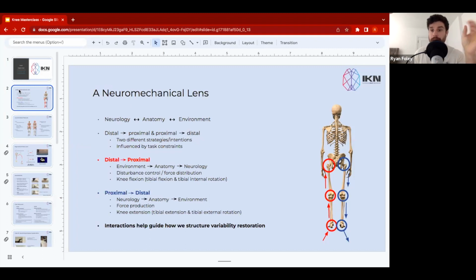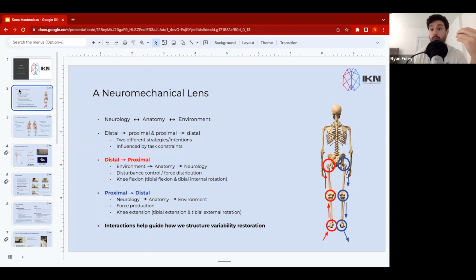We need to consider what's happening from a distal to proximal and proximal to distal standpoint. When we're managing forces from the external environment, it's more of a distal to proximal focus, where we're managing forces distally and those forces are being distributed proximally. When we're generating forces, this is usually expressed in more of a proximal to distal manner, where we're using the larger muscular tissues with more muscular mass proximally to generate forces and act on the environment. These represent two different strategies or intentions that the anatomy and the nervous system will express, but it's secondary to the task constraints. If the constraints of the task are to generate high forces, we may utilize more of a proximal to distal strategy.